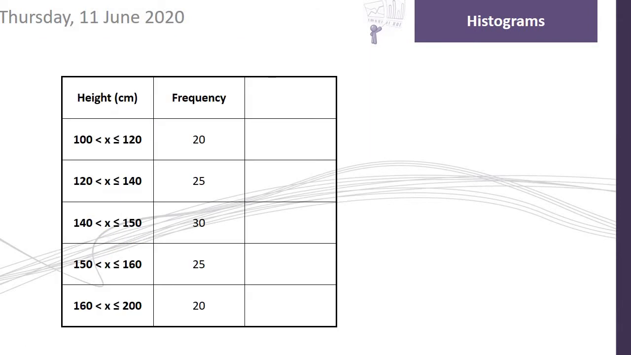So let's look at how we would draw one of these from scratch. If you're given this information, the first thing you need to do is add a third column, frequency density. Because the frequency is the area, just like if you were finding one of the missing lengths in a rectangle and you knew the area, you do the area divided by the length or the width to find the length or the width of the rectangle. So it's exactly the same with frequency density. We do frequency divided by class width to find the height of the bar.